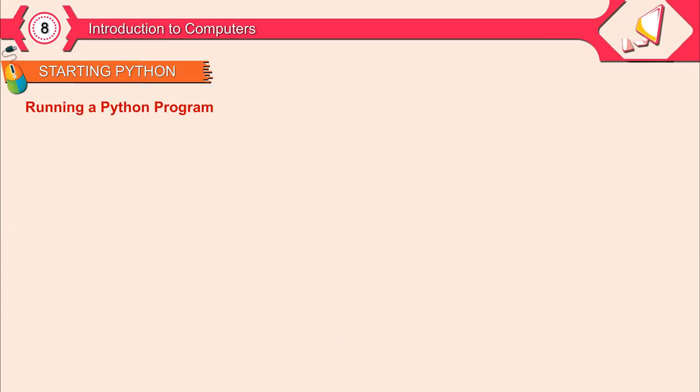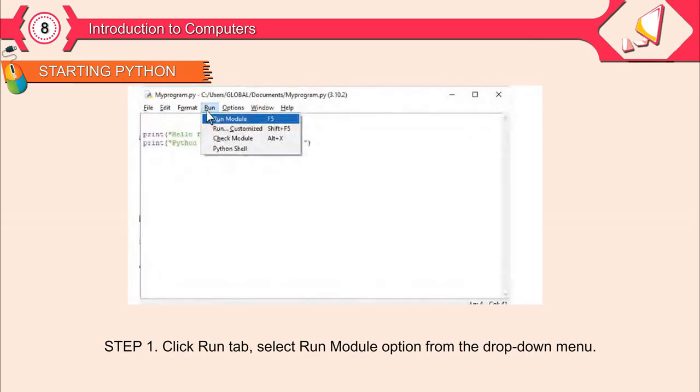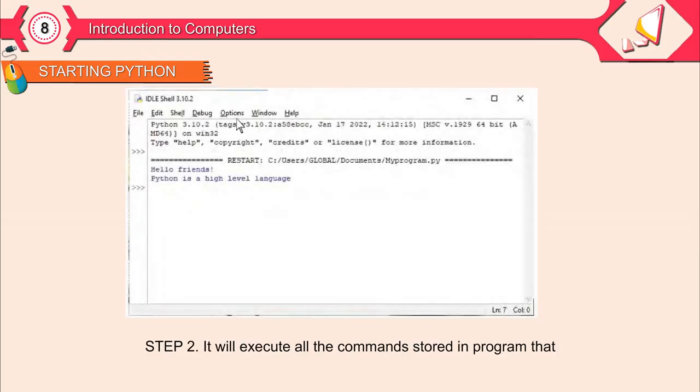Running a Python program. To run or execute the program, follow the given steps. Step 1. Click Run tab. Select Run Module option from the drop-down menu. Step 2. It will execute all the commands stored in the program that we had opened and show us the complete output in a Python shell window.